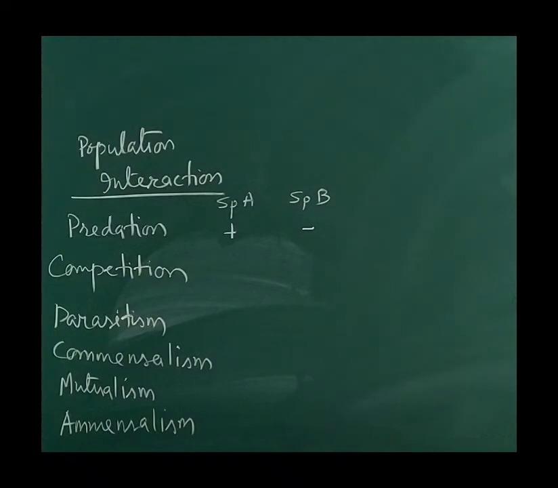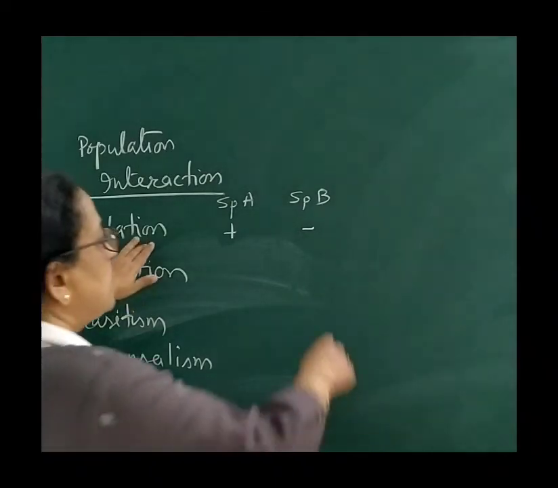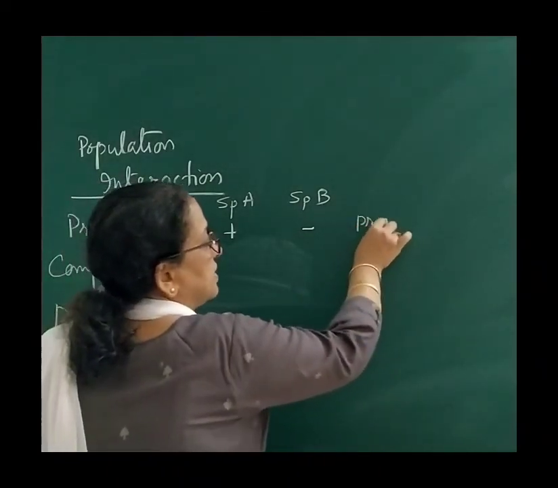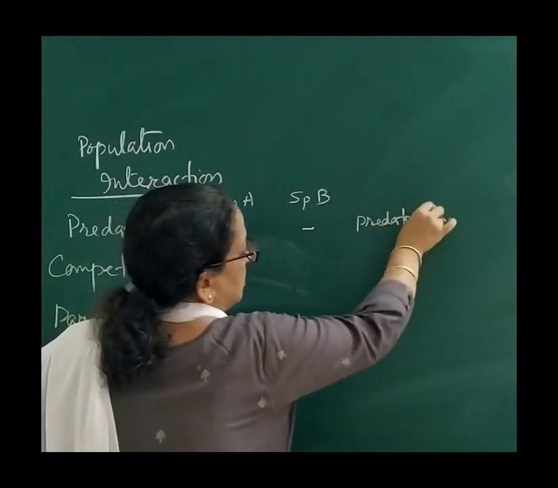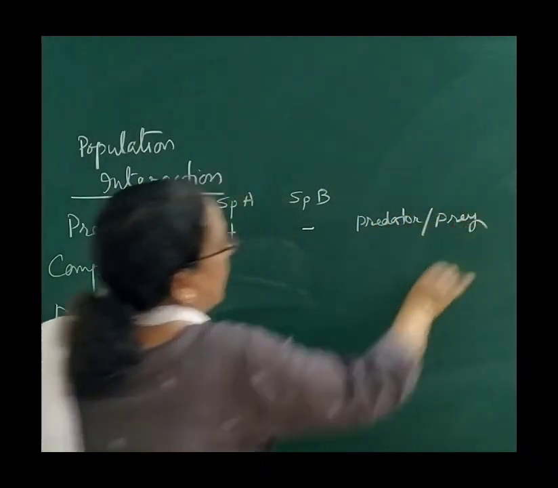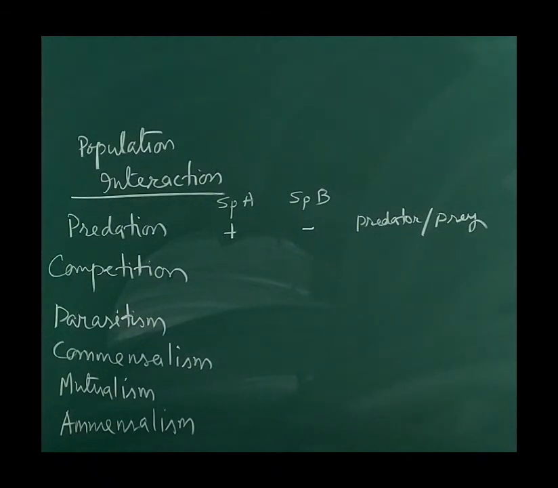So in predation what happens? It's just a prey and predator relationship. The predator is eating the prey. So it is the relation of predator and prey. Now who is the predator? Who is eating the prey? And the prey is what is eaten up by the predator.